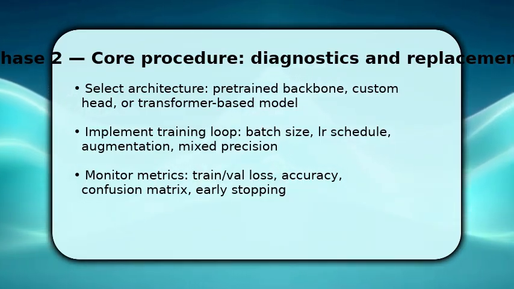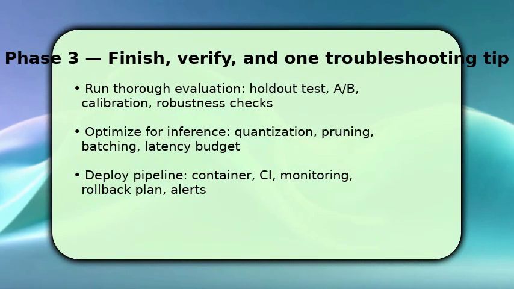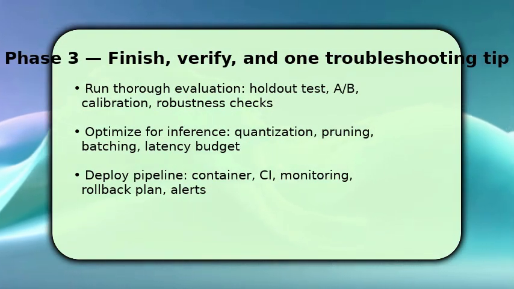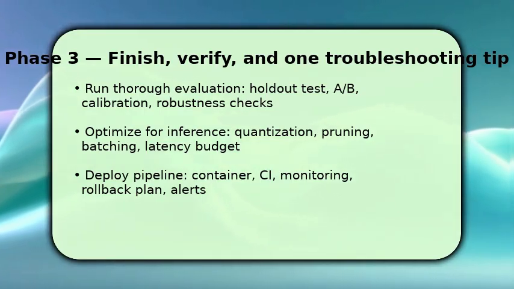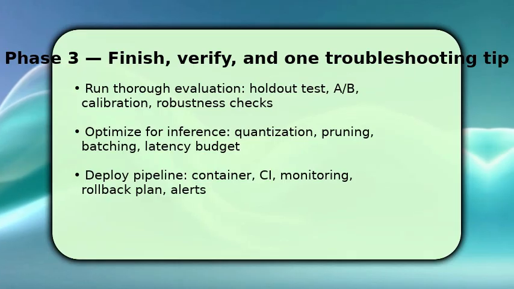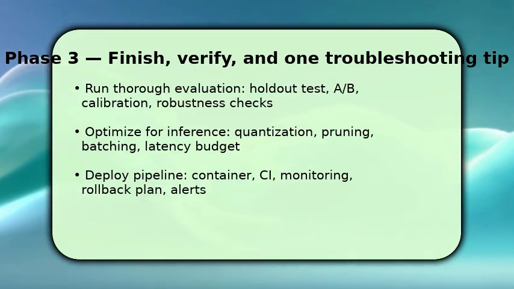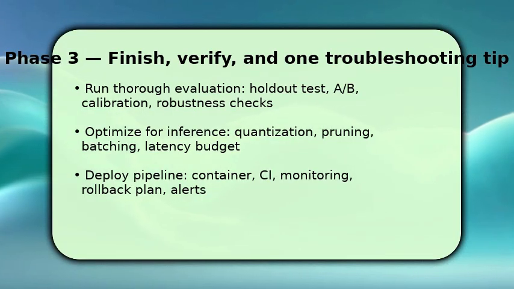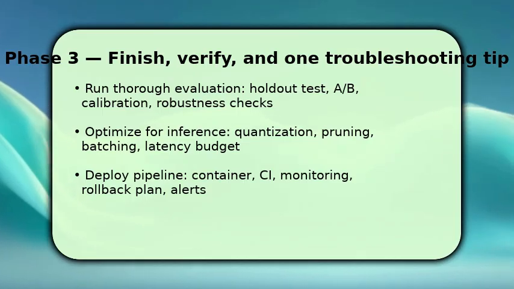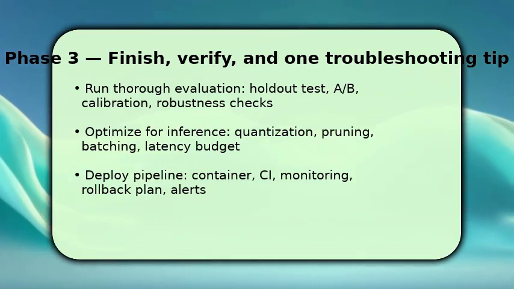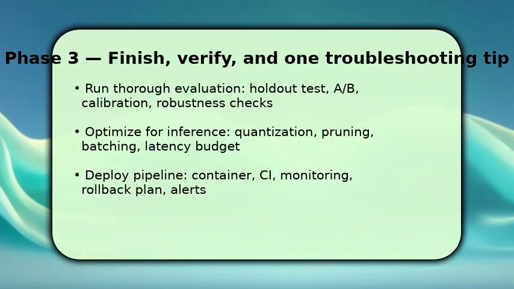Finish by evaluating, optimizing, and deploying the model. Run a final holdout test and A/B comparisons, check calibration and adversarial robustness, then profile inference to find bottlenecks. Apply quantization or pruning if latency or memory is constrained, and set a real-time batching strategy if throughput matters. Finally, package into a container, add CI for model versioning, and deploy with monitoring and alerts. If results degrade, revert to the last checkpoint and inspect data.